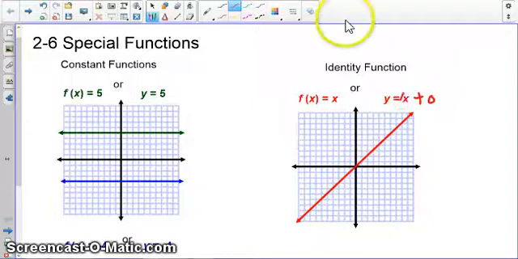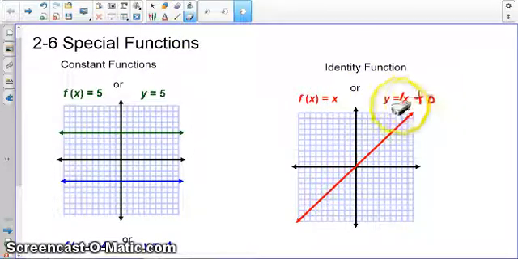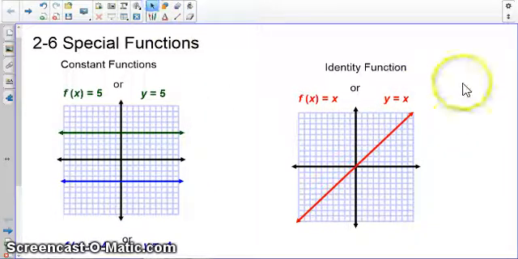So there's your y equals mx plus b stuff, but you don't really ever need to actually write that. I'm just pointing out that it's a linear function. m is 1, b is 0, y equals mx plus b. You never really necessarily see it like that. There you go, that's the identity function. 45-degree angle going through the origin.